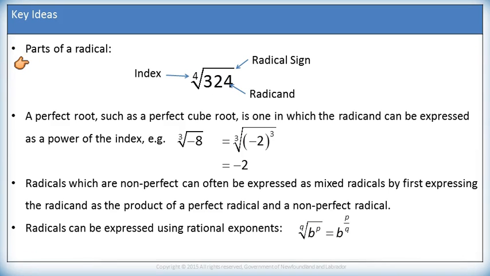In conclusion, know the parts of a radical. A perfect root, such as a cube root, is one in which the radicand can be expressed as a power of the index, like so. Radicals which are non-perfect can often be expressed as mixed radicals by first expressing the radicand as the product of a perfect radical and a non-perfect radical. And radicals can be expressed using rational exponents.